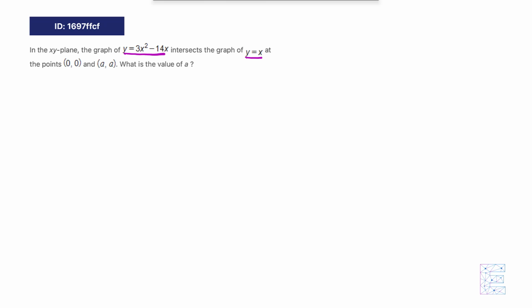Quick reminder, when you have a quadratic equation intersecting a linear function, you could have two solutions, one solution, or no solution. In this case, we are being told that we have two solutions. We are given one of the solutions, we just need to find the other solution. So the easiest way to do this problem is using Desmos.